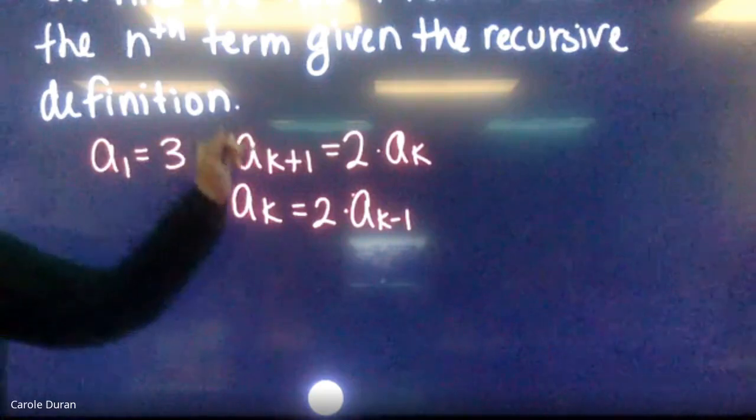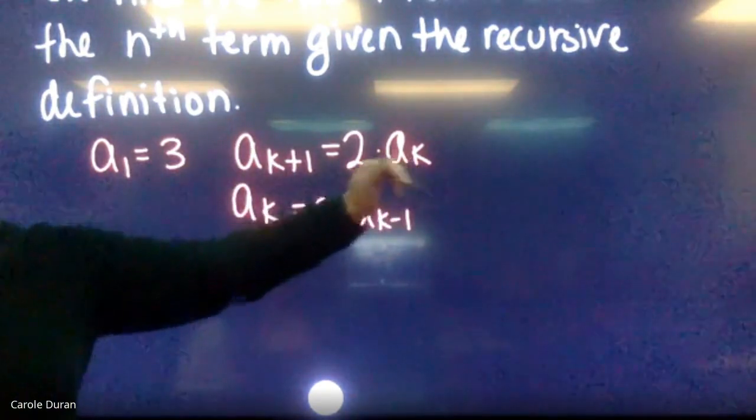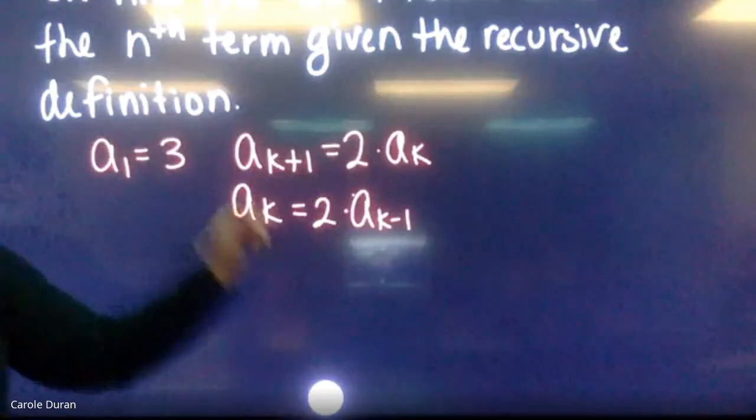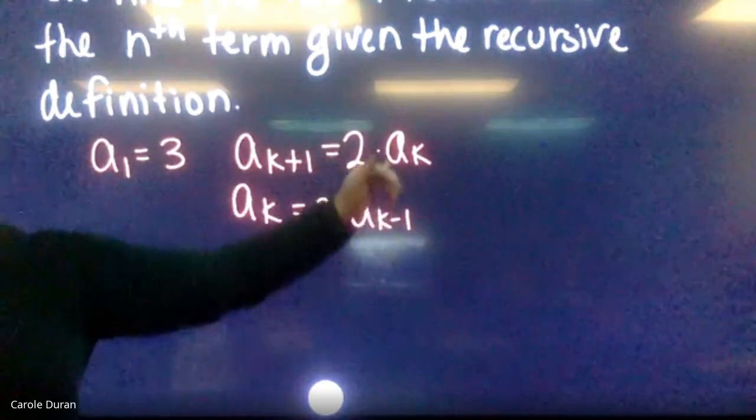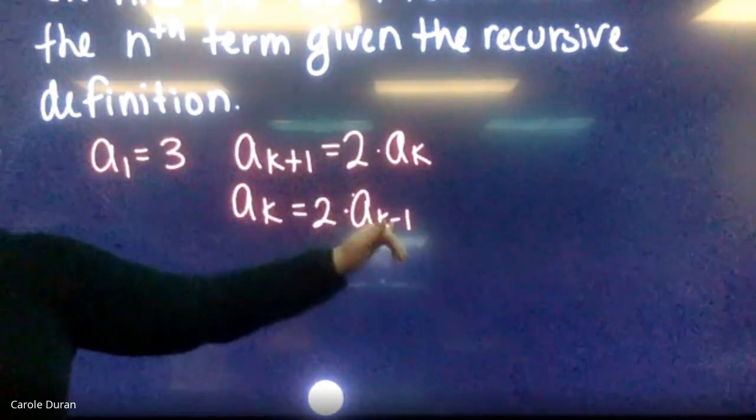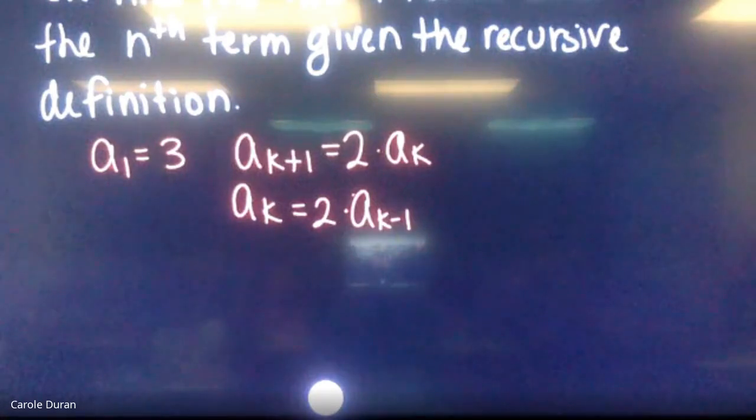So if I want k plus 1, I have to know what k is. If I want to find k, I have to know what k minus 1 was. I have to know the one that came before it. So k comes before k plus 1, and k minus 1 comes before k. It's new. I do expect that you're going to have some issues with this. It's okay if you do.